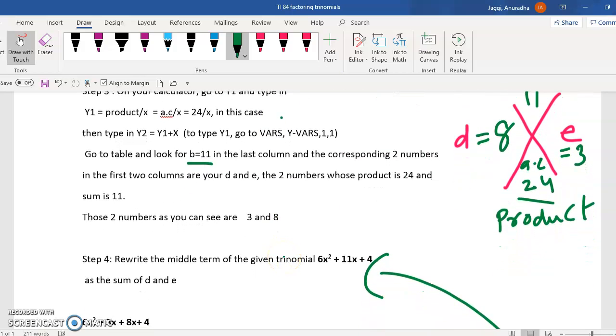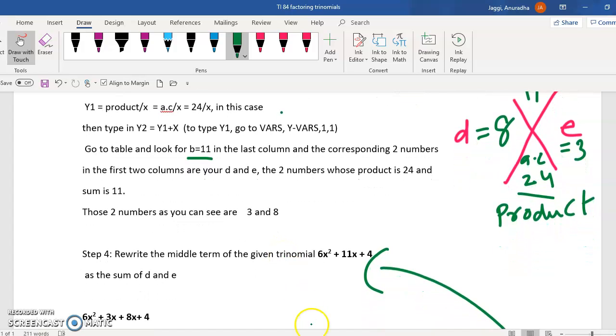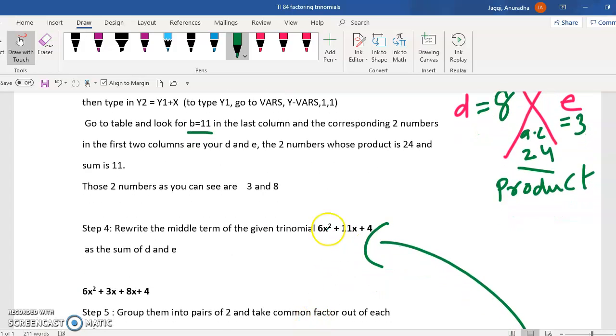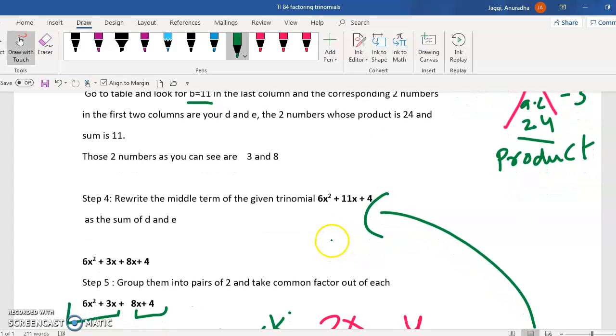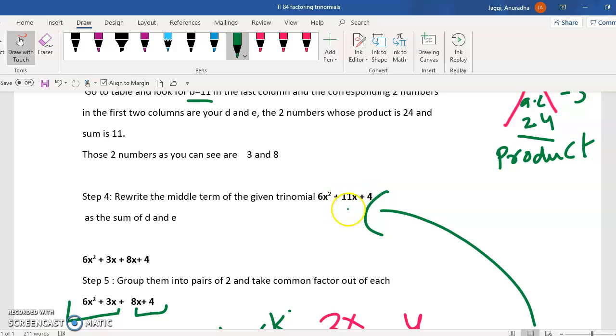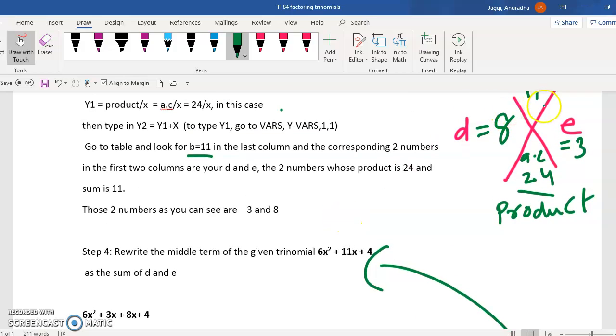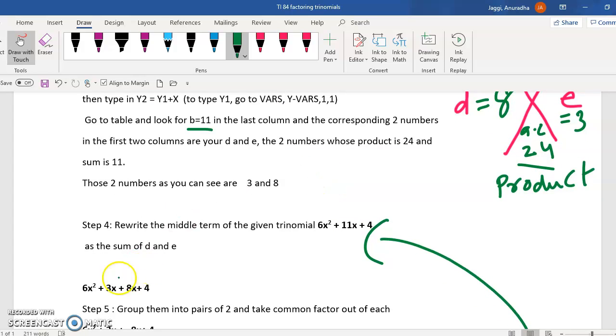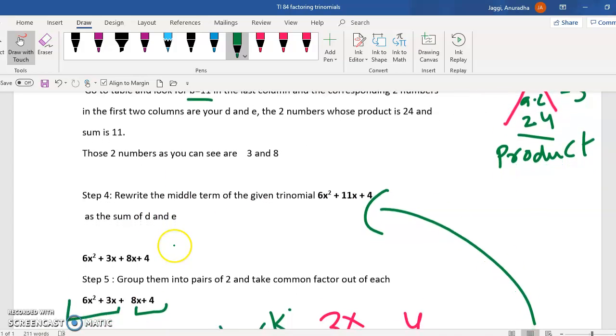Then in the next step, step 4, you're going to write down your trinomial, quadratic because the highest power is 2, trinomial because there are 3 terms. So you're going to write down your quadratic trinomial. You're going to split your middle term 11x as the sum of 8x and 3x, or 3x and 8x, it doesn't matter. 11 is 3 plus 8 and 8 plus 3, the same thing, right?